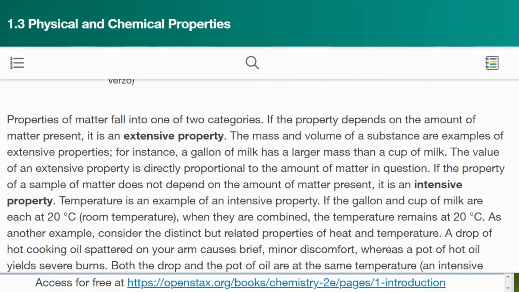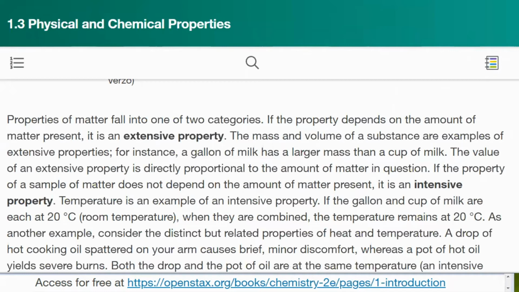Properties of matter fall into one of two categories. If the property depends on the amount of matter present, it is an extensive property. The mass and volume of a substance are examples of extensive properties. For instance, a gallon of milk has a larger mass than a cup of milk. The value of an extensive property is directly proportional to the amount of matter in question. If the property of a sample of matter does not depend on the amount of matter present, it is an intensive property.